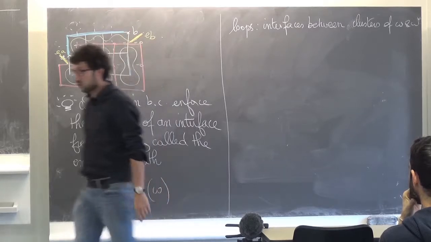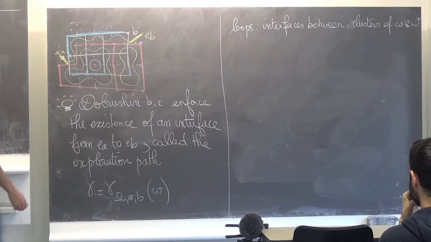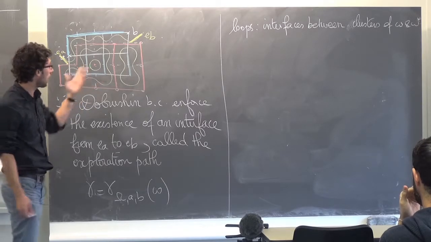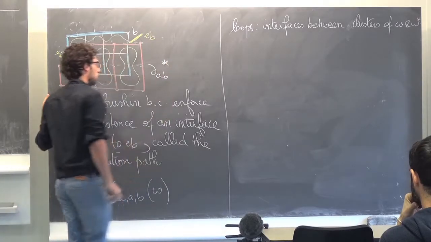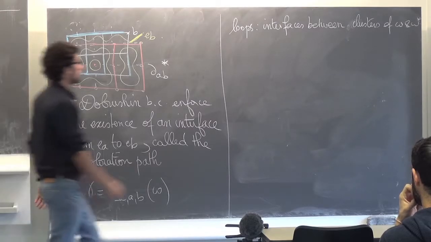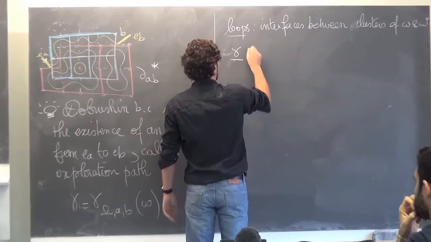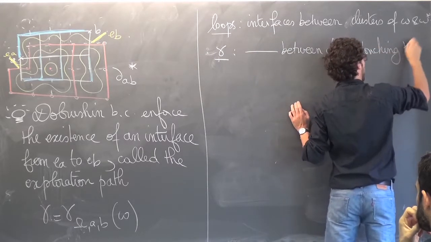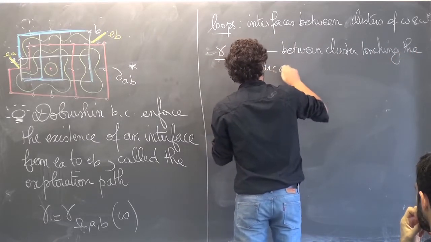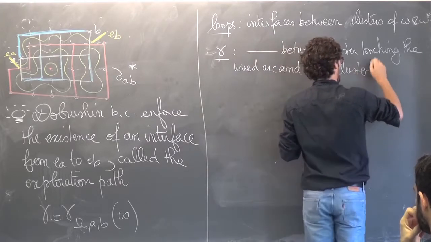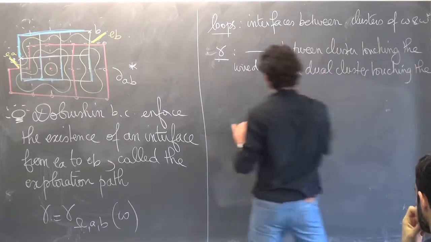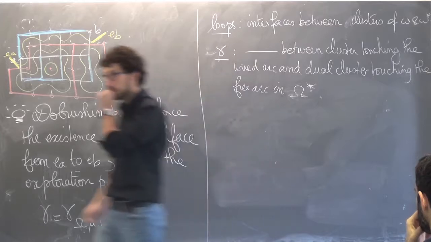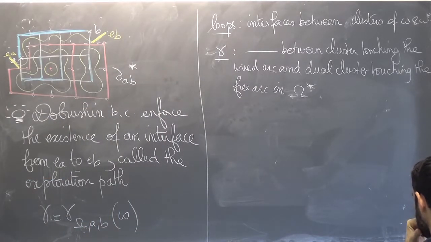What is the exploration path in this case? Well, it's in fact the interface between what? Between the primal cluster connected to the arc AB and the dual cluster connected to the arc. I'm going to give it a name just because it's going to be convenient. I'm going to say delta AB star. Okay? So the interface, the exploration path, gamma, is the interface between the cluster touching the wired arc and the dual cluster touching the free arc in omega star. Okay? Let's try to keep this in mind. It's going to be useful later on.